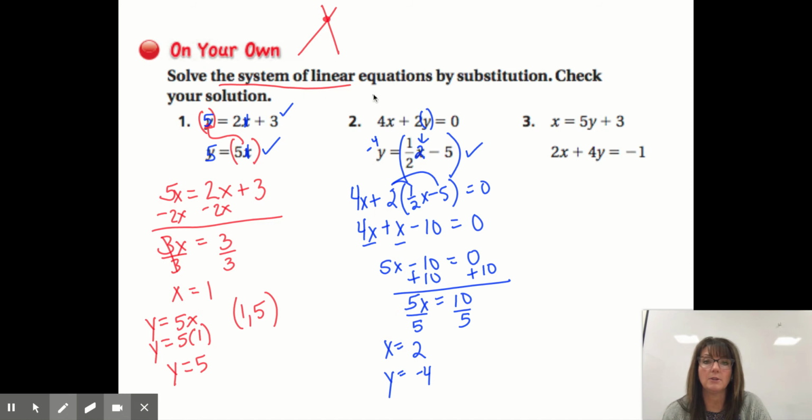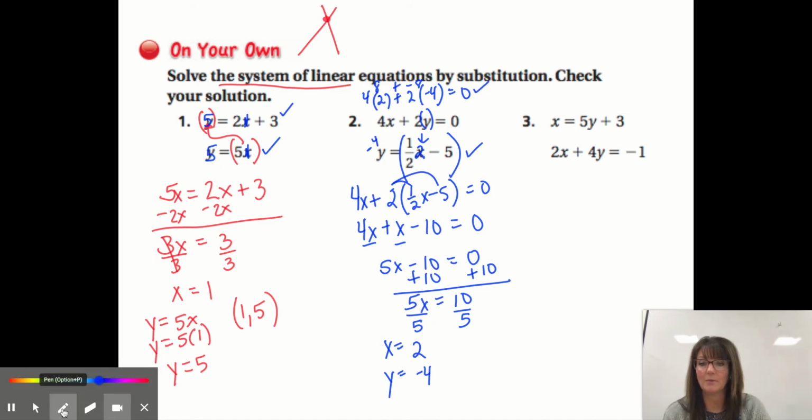Does it work for this equation? Is 4 times 2 plus 2 times -4 equal to 0? Well, we have 8 plus -8, and that does equal 0. So we've checked it for both, okay? It's really important.